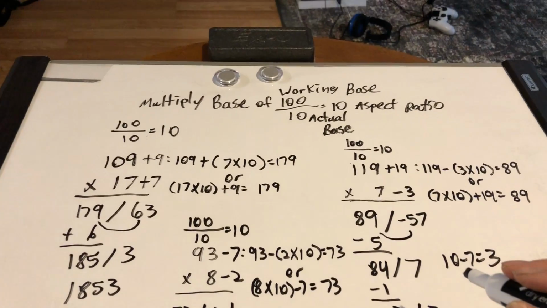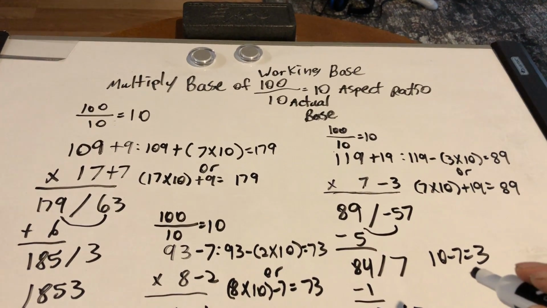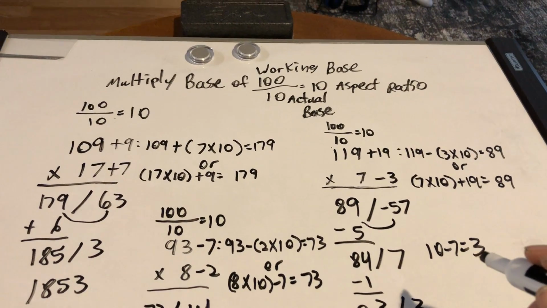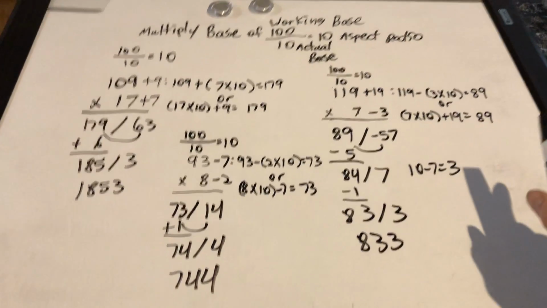And that is how we can multiply using the base of 100 divided by 10, which equals 10 as our aspect ratio. Overall, I hope this helps.